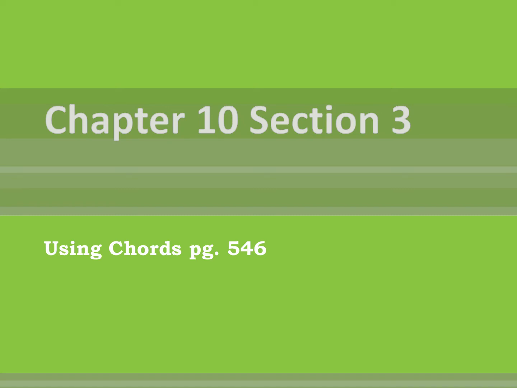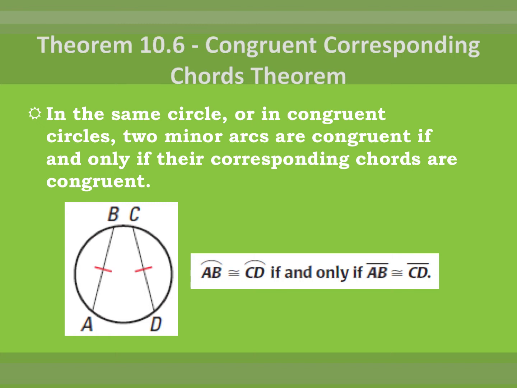So today we're going to cover section 3 and we're going to be using chords. So the first one is a theorem and it's called the congruent corresponding chords theorem. And what this one states is that in the same circle or in congruent circles, two minor arcs are congruent, and notice here the words if and only if their corresponding chords are congruent.